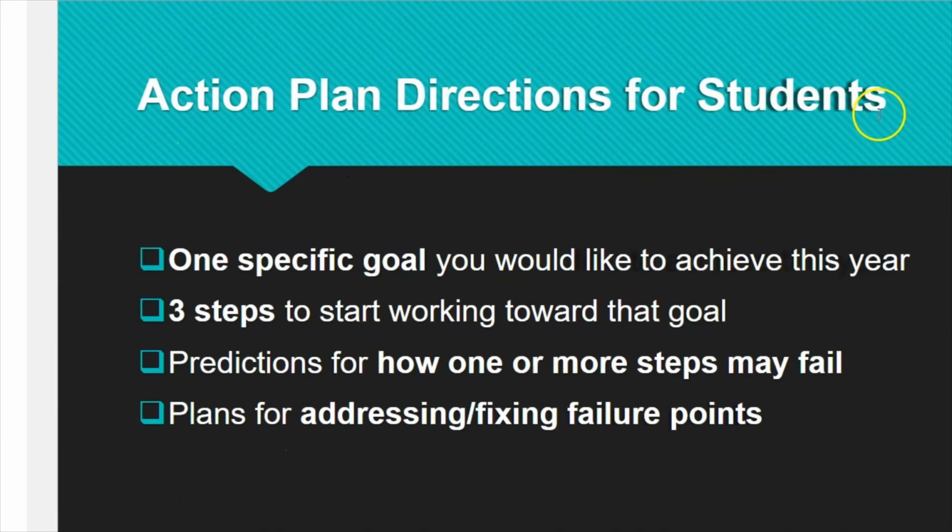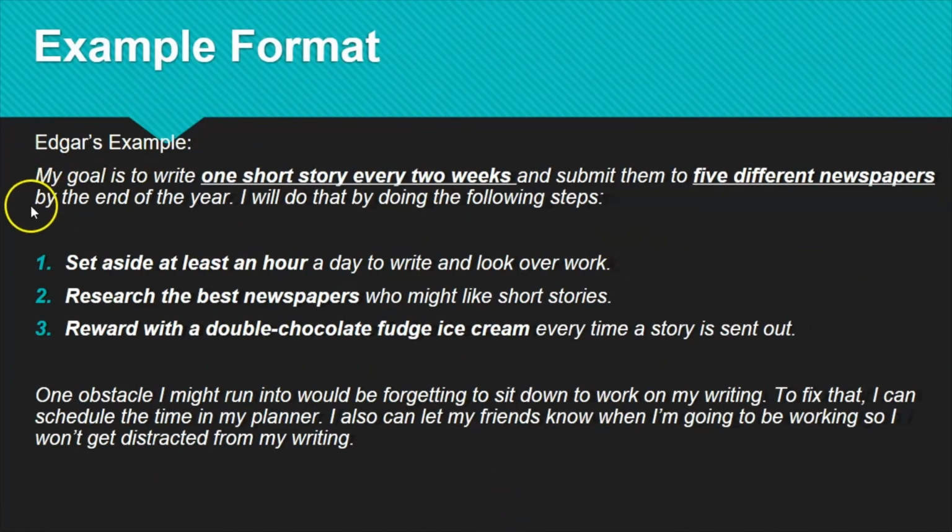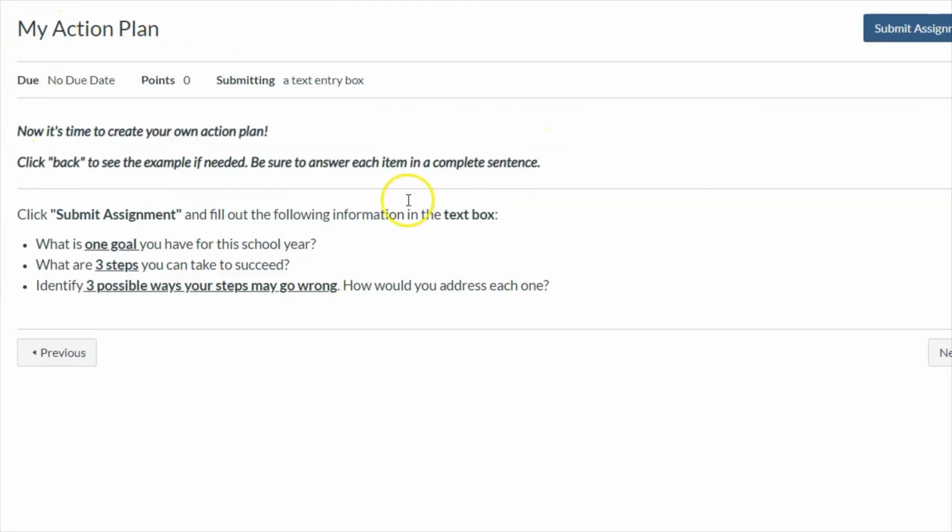So this is what you guys are writing, action plan directions for students. It's the same that was on the previous page, and it's going to be the same in the area where you submit your action plan. When you hit the next button, you're going to get to an assignment page. So notice we have an area for the due date, how many points it's worth, and how you're submitting it. So in this case, you're submitting it as a text entry box. And we know what we're submitting, our action plan.